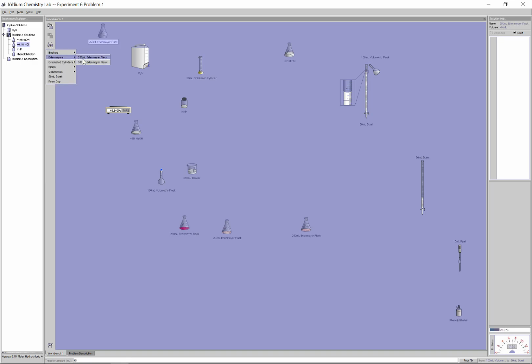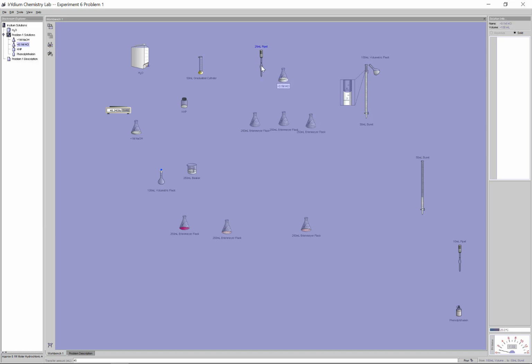Erlenmeyers are nice because they have a wider bottom, so when you swirl them, they don't actually splash on you. And what I'm going to do is I'm going to transfer using a pipette. You can even rinse out the pipette from previous, or I can just pull out another pipette here. So let's just get a pipette. This time I'm going to pull out a pipette of 25 milliliters just to show you how the calculation might look differently later on. So my straw actually can hold more volume here.